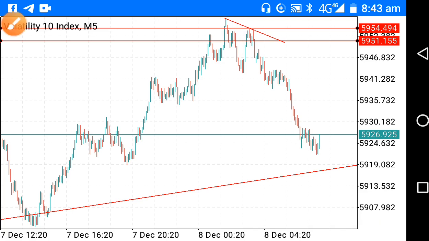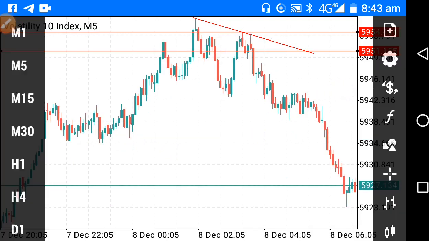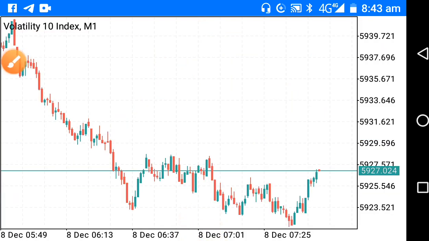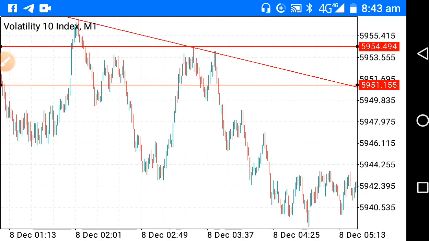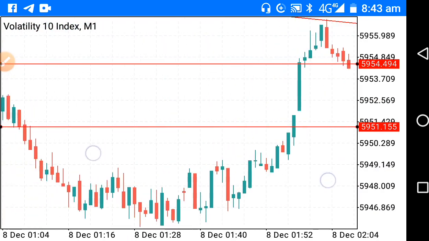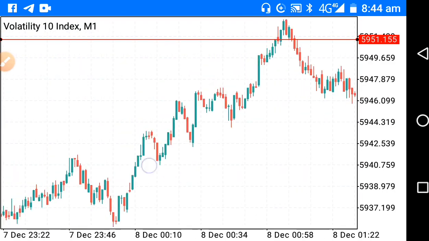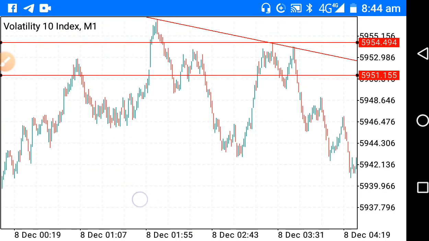Now look at, this is 5 minutes, and I believe if we go down to 1 minute, that setup will still be happening. Look at the same setup on 1 minute. Isn't this strategy one of the greatest you have seen? Look at the strategy.